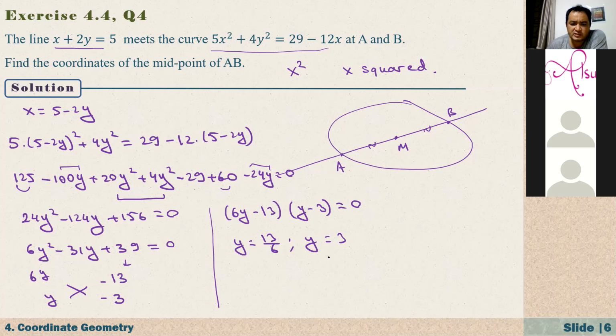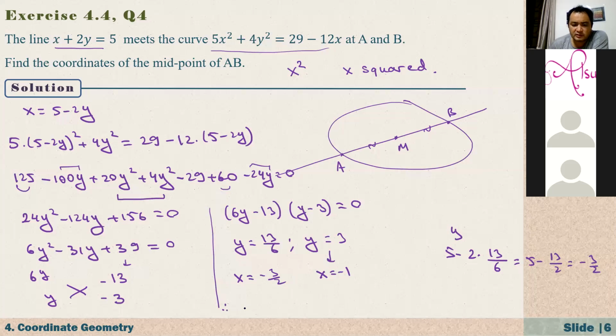So now if you substitute the values here, if y equals 3, 5 minus 2 times 3, that's equal to x equals -1. Let me just calculate here. 5 minus 2 times 13 over 6. That is 5 minus 13 over 3. It is minus 3 over 2. So the coordinates of A are minus 3 over 2 and 13 over 6. And coordinates of B are -1 and 3, right?